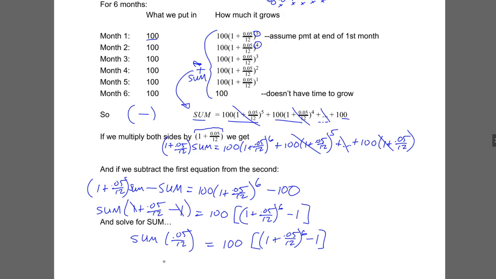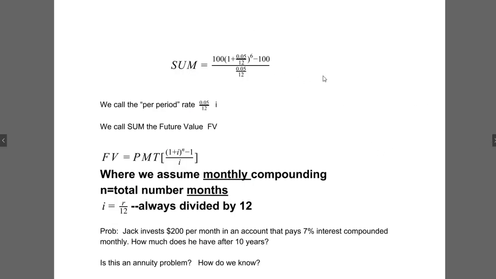So then divide both sides by this thing. The sum equals 100 times, let's see, on the top, we'll have 1 plus 0.05 over 12 to the 6th minus 1. And underneath it, we'll have 0.05 over 12. So you can see that I'm dividing by this over here. And that is probably written out, typed on the next page. If I know myself, there it is. So that's this. Well, I left the 100s in there, but you could factor the 100s out. You could just say, oh, it's 100 times 1 plus 0.05 over 12 to the 6th minus 1.